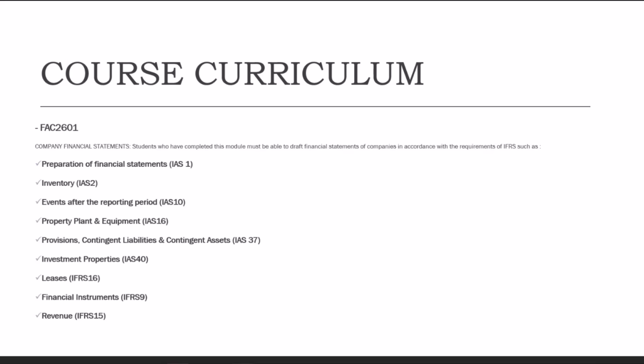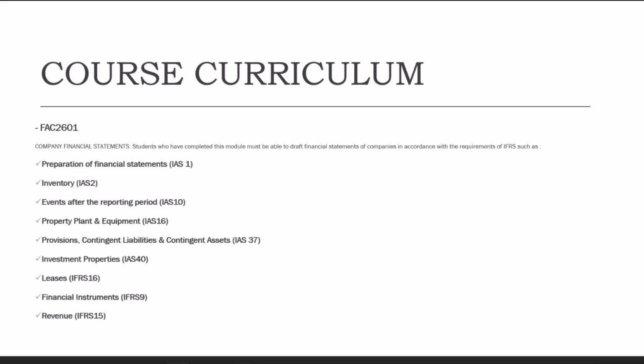When I do my assessments and my assignments in this module, I will be required to prepare financial statements. It could be a statement of financial position, a statement of profit and loss and other comprehensive income, a statement of cash flows, or a statement of changes in equity. You will not be marked correct if you don't follow the right standard prescribed by IAS 1, which is the standard that helps me to know how the format of a financial statement should look.